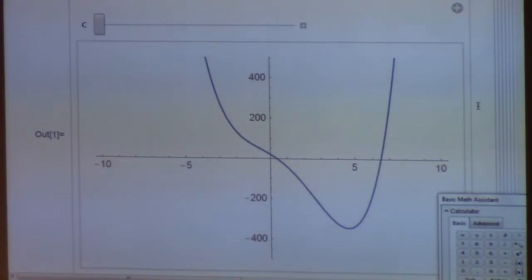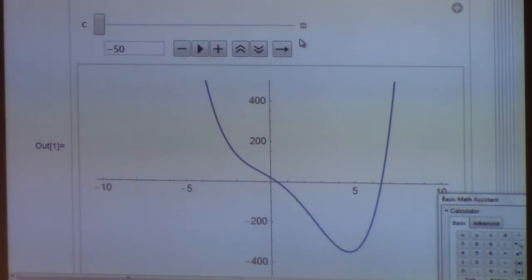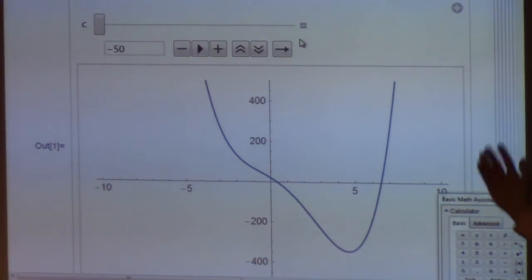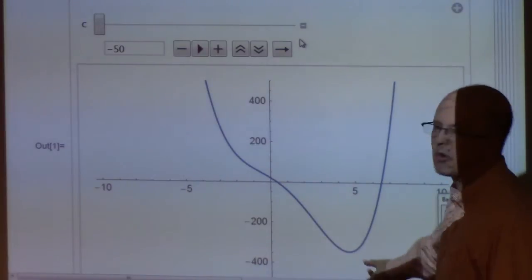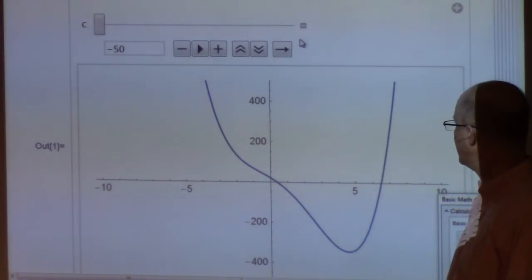All right, that is showing the main features. When C is negative 50, you see that end behavior going upward on both sides. Fourth degree polynomials can have at most 4 roots. This one has 2 real roots. They can have at most 3 turning points. What are turning points? Local maxes and mins. This one's got 1.